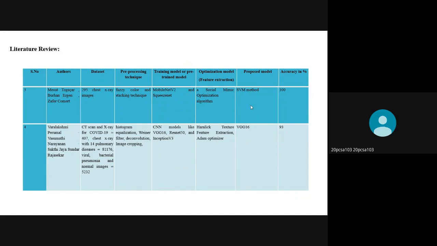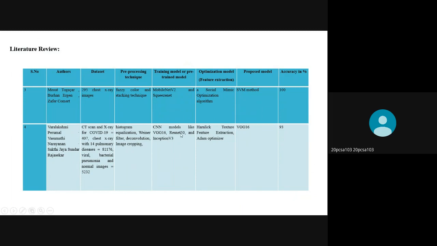And the SVM method is the method which is used in this paper, which provides 100% of accuracy. In the fourth paper, the author proposed a transfer learning model. So the entire data set has to be pre-processed to get better quality images. Histogram equalization is applied and a Wiener filter is used to remove the noises. Image cropping is done using ITK-SNAP software to focus on a particular area of interest.